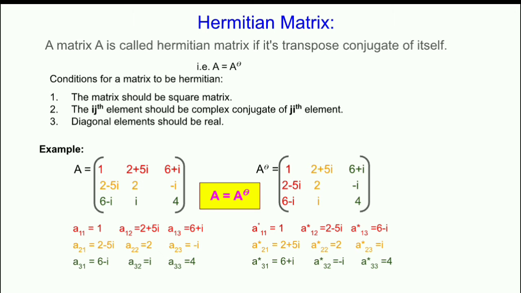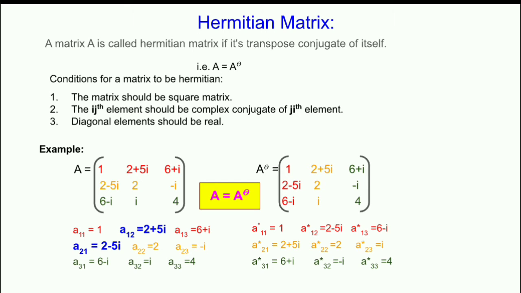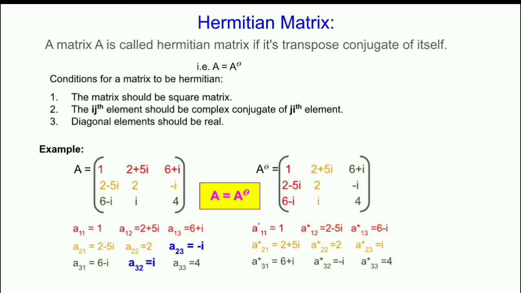Here, A is a square matrix of order 3 by 3. So, it is satisfying condition number 1. Again, A12 and A21 are complex conjugates. Similarly, A13 and A31 are complex conjugates, and A23 and A32 are complex conjugates. So, A is satisfying condition number 2. Again, the diagonal elements of A are 1, 2 and 4, which are real. So, it is fulfilling condition number 3 too.